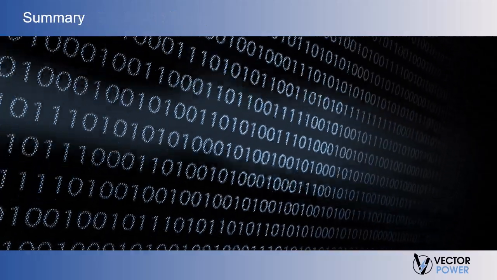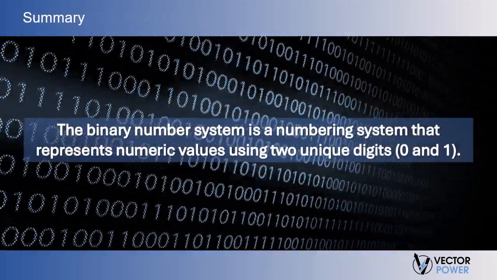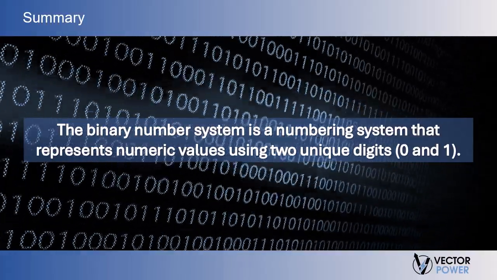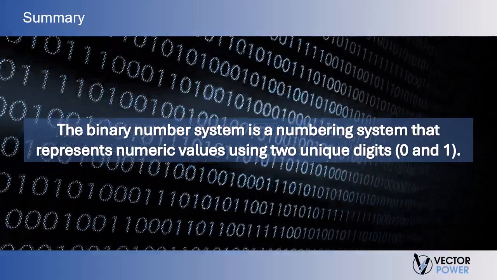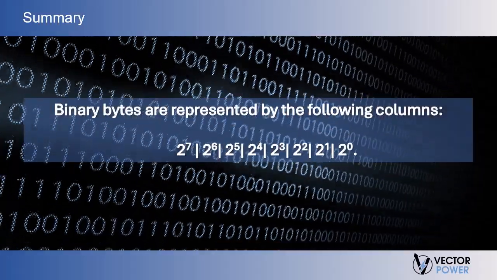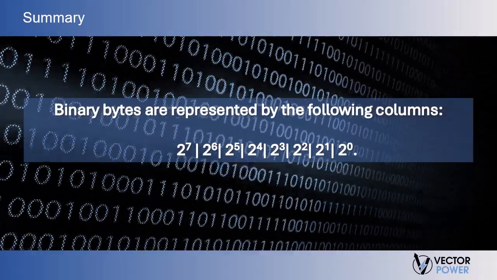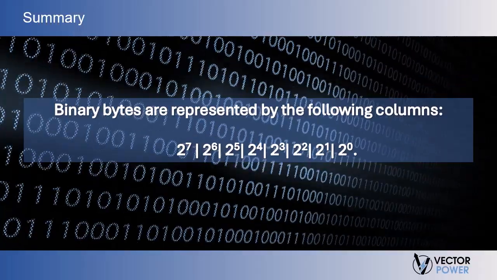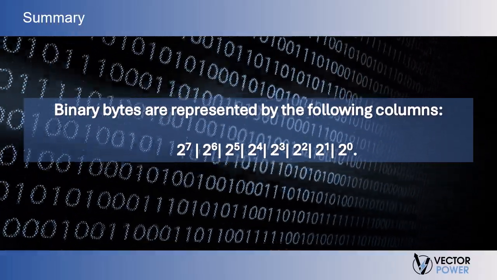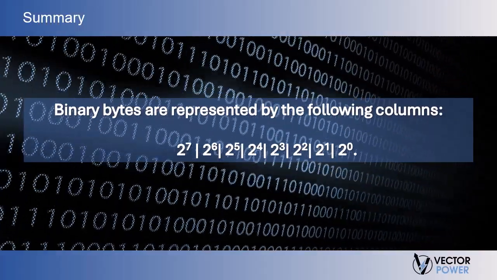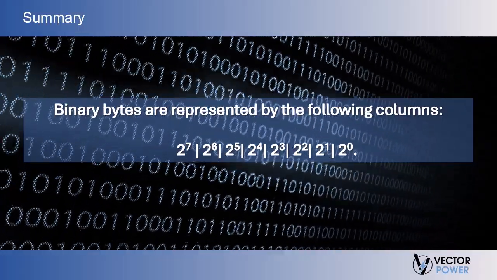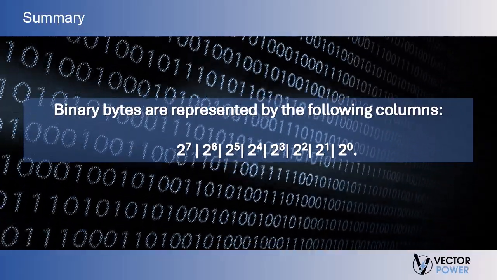In summary, the binary number system is a numbering system that represents numeric values using 2 unique digits, a 0 and a 1. It is a base 2 numbering system. Binary bytes are represented by the following columns: 2 to the power of 7, 2 to the power of 6, 2 to the power of 5, 2 to the power of 4, 2 to the power of 3, 2 to the power of 2, 2 to the power of 1, and finally 2 to the power of 0.